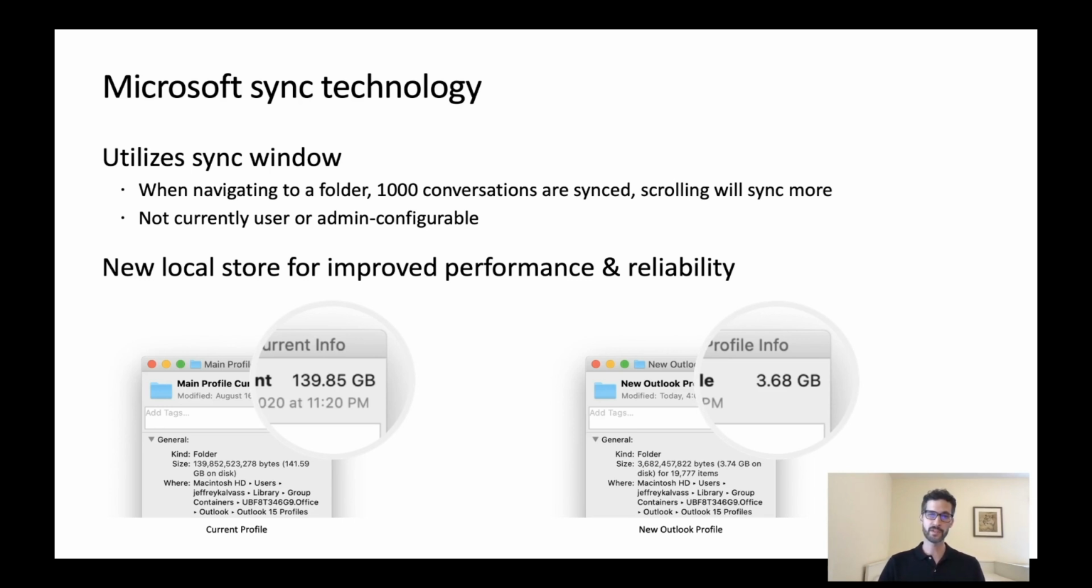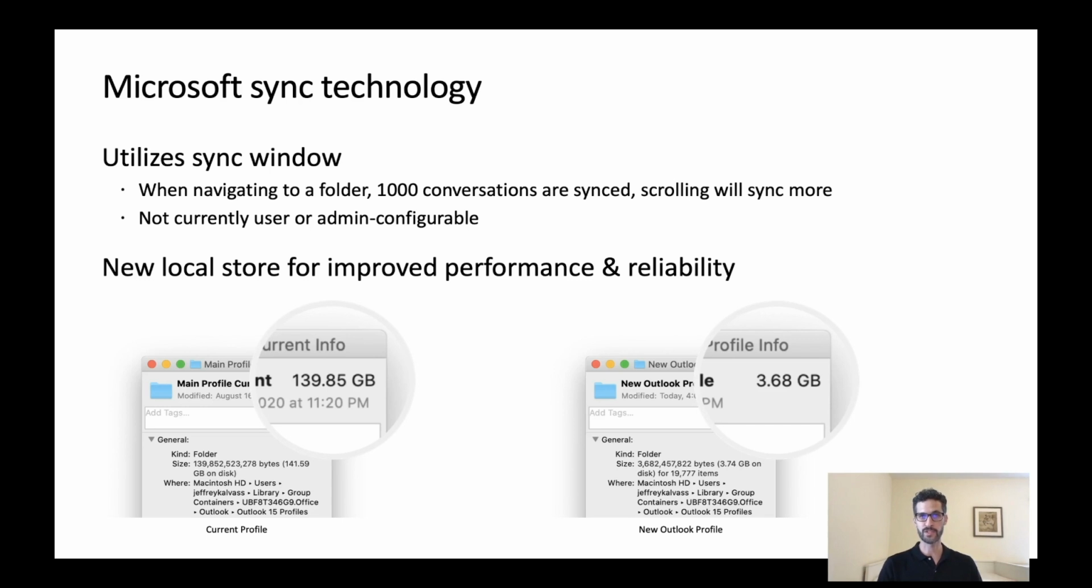Now, one thing to also call out is that the sync window is a new store on your Mac. And so that data comes down to a store in your profile that is actually much smaller than the entire main profile in the current production Outlook for Mac. So on this slide, I actually have my current profile using the current production version of Outlook for Mac. It's 140 gigabytes of data. It's a huge portion of my MacBook dedicated to Outlook. It's, in fact, probably too much.